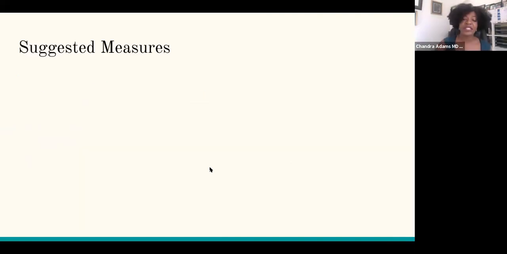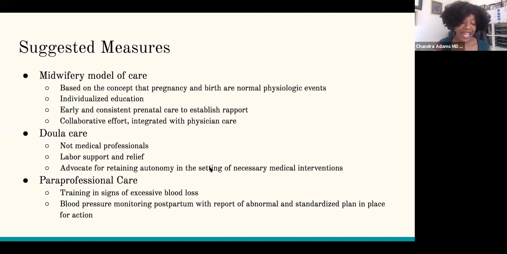Some of the suggested measures: I advocate for the midwifery model of care because it's based on the concept that pregnancy and birth are normal physiologic events. I tell my patients, this is the coolest thing your body is ever going to do. This is amazing. This is awesome. I don't want women to go into their pregnancies with the fear and with the belief that this is the closest that they're going to get to death. Pregnancy is supposed to be normal. Pregnancy is supposed to be beautiful.